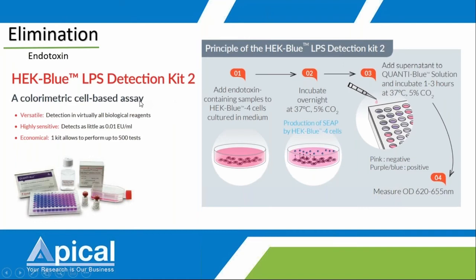So what is the protocol? All you have to do is add the endotoxin-containing samples to the HEK-Blue 4 cells cultured in medium. You incubate overnight at 37 degrees Celsius, 5% CO2. If endotoxin is present, you will have the purple blue. The color will change when you add the QUANTI-Blue solution. Once you add in the QUANTI-Blue solution, you incubate for about 1 to 3 hours, then you start measuring. You can measure, or you can also see it with the naked eye changing colors. If it's pink, then the cells that have been cultured in that particular flask are free from endotoxin. If it is positive, you will see the color changing to purple blue.